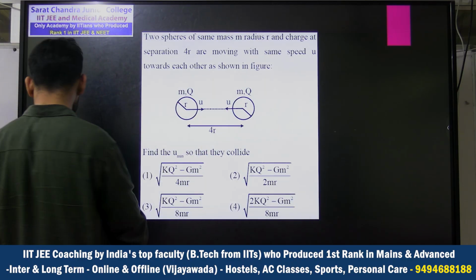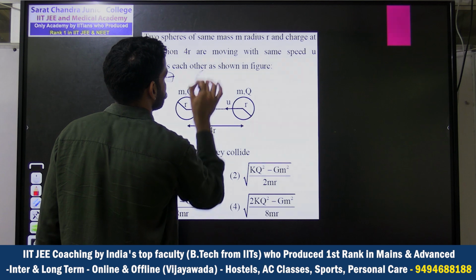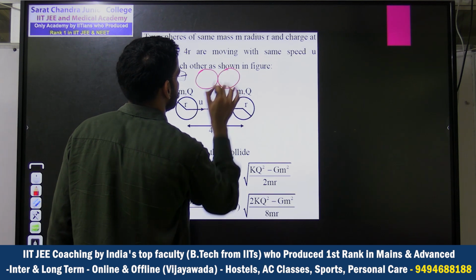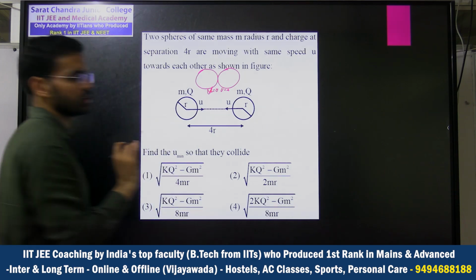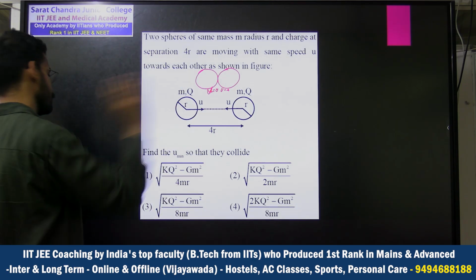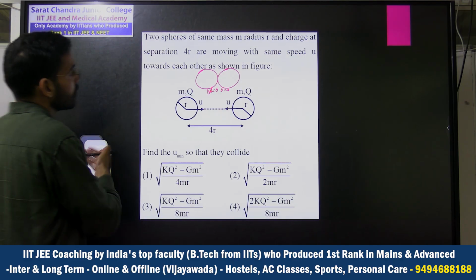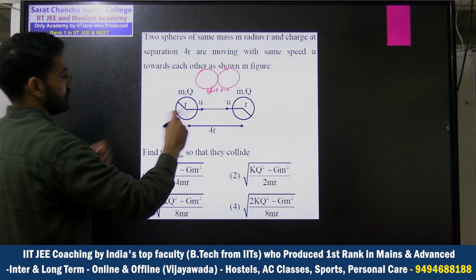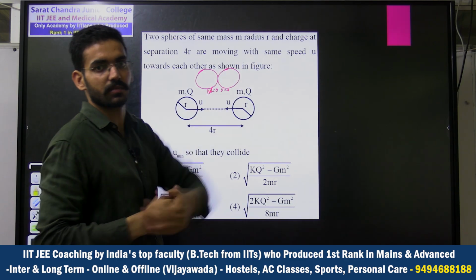So you can say the final condition we want is what? That they are just here with the speed equal to 0. Speed how much? 0. We just touch each other, and that we can consider collision. Now how will you solve this? See, for that, initial condition energy conservation: potential plus kinetic, and final potential plus kinetic.